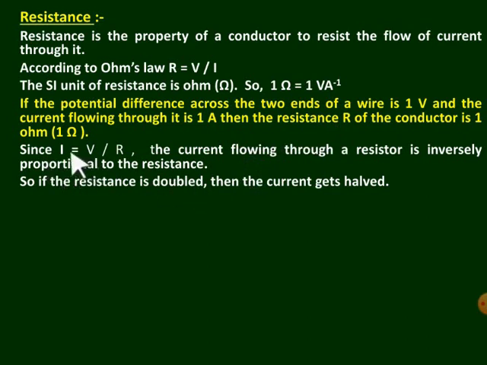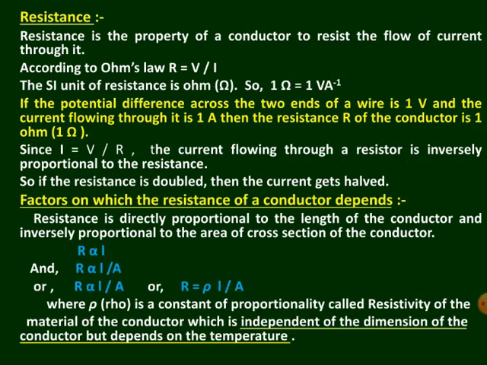Now from this expression we see that current I can be expressed as V by R. So current and resistance are inversely proportional. When resistance is very high, current will be very, very small. When one is high, the other will be low. When your resistance is doubled, your current will get halved.